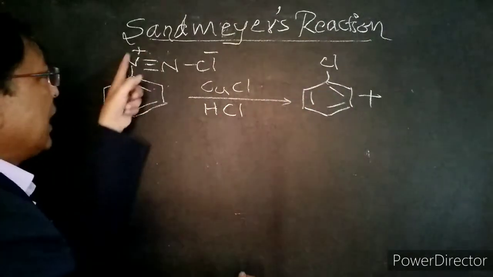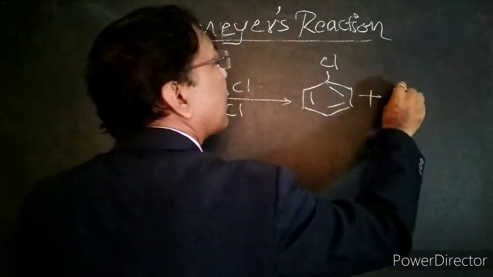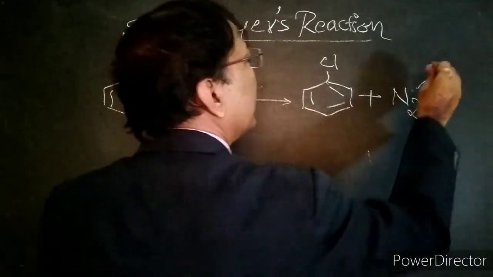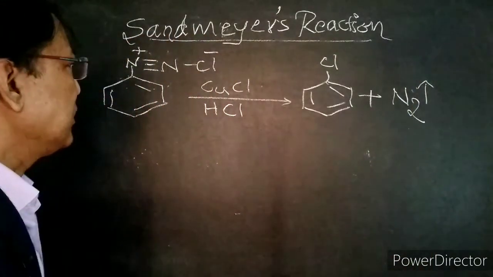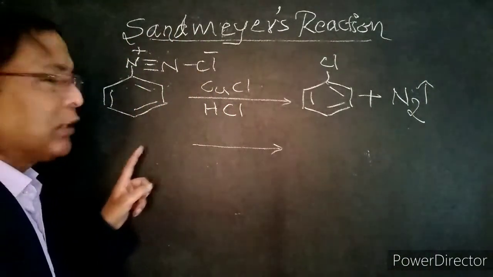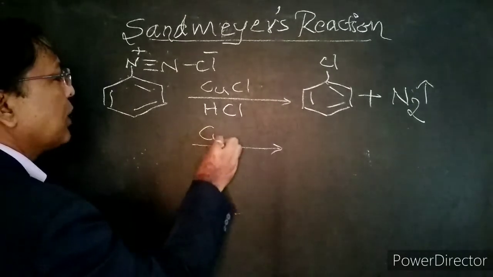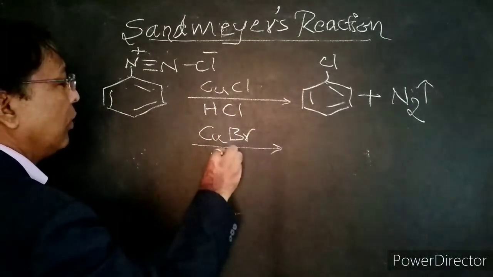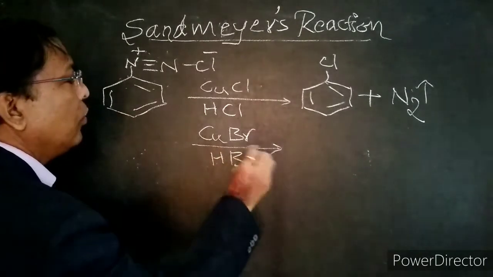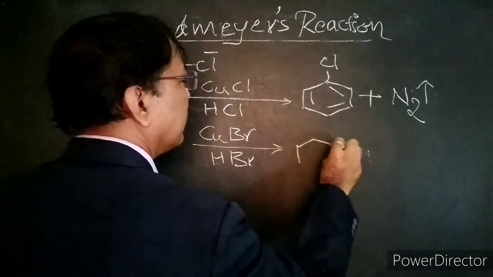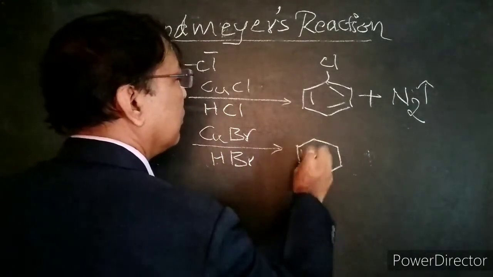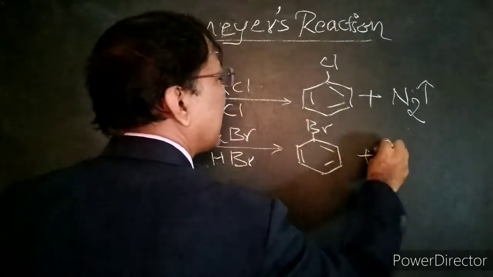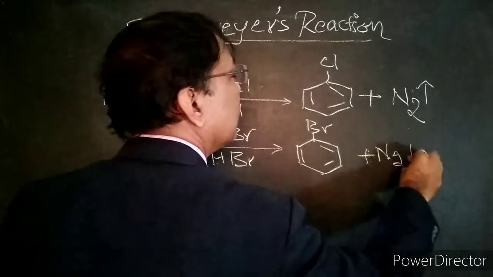And during this reaction, two nitrogen atoms are removed in the form of nitrogen gas. If this diazonium chloride salt is reacted with cuprous bromide, CuBr, in presence of halo acid HBr, we get bromobenzene, and nitrogen gas is evolved.